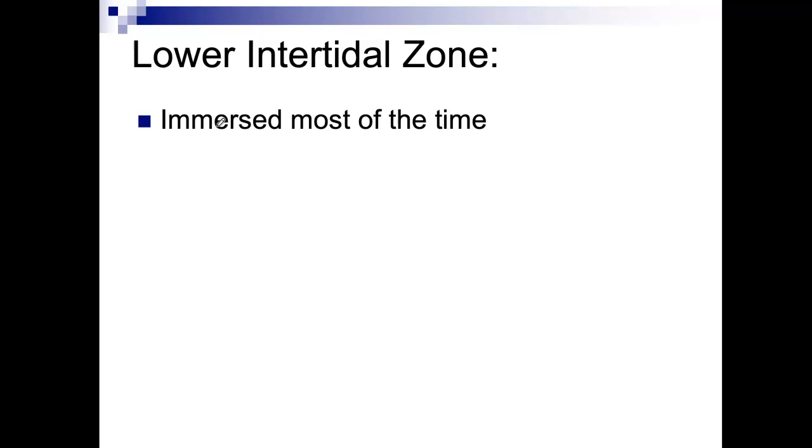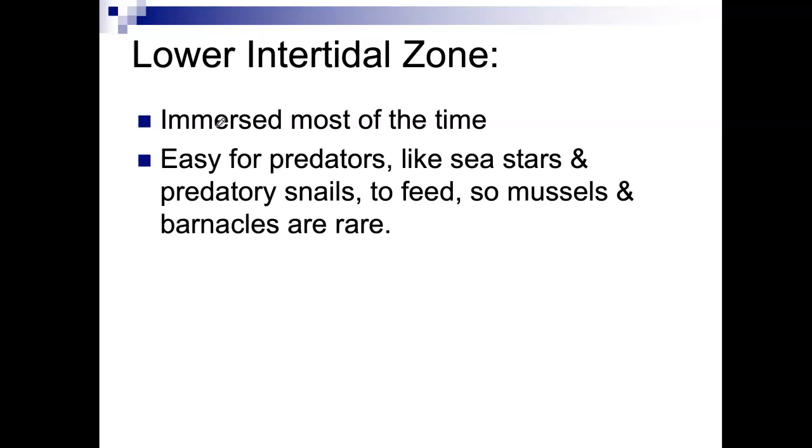And the reason is that, again, your immersion time is much greater here. So your immersion time is most of the time. Most of these organisms are spending most of their time underwater. So this is easier for things like predators, like sea stars and predatory snails to feed. Mussels and barnacles will be more rare here, and that's due to predation by things like sea stars and predatory snails, and also competition as well.